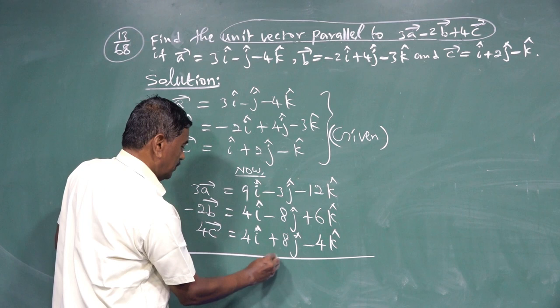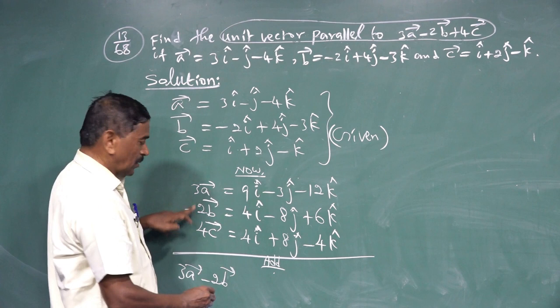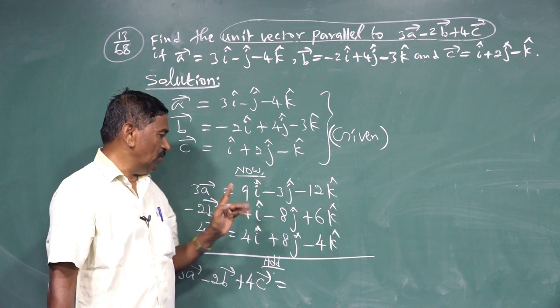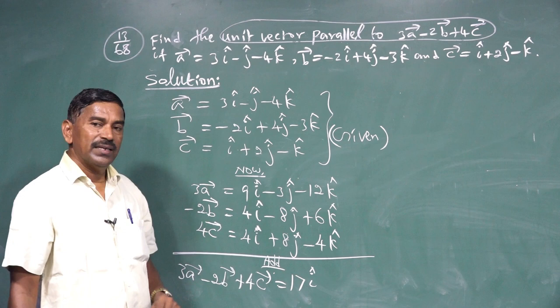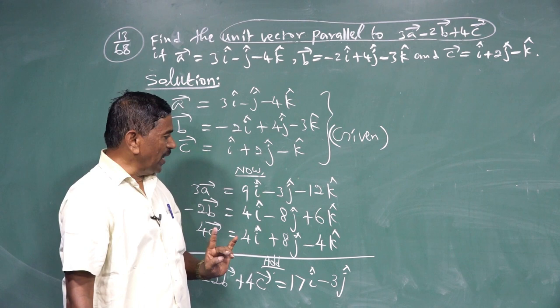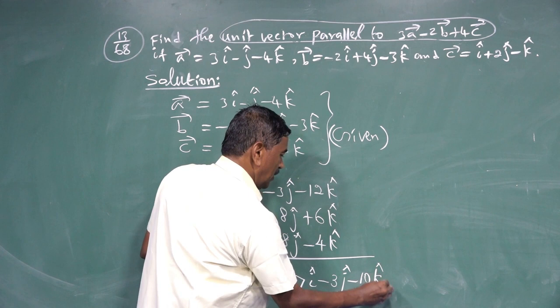Okay, adding. What is LHS total? Yes, that is 3a vector minus 2b vector plus 4c vector, which is equal to, listen, first column i, second column j, third column k. What is the first column total? Yes, 4 plus 4, 8. 8 plus 9, 17. So plus 17 i cap. Come to j. Very good, plus 8 minus 8 cancel. What is remaining? Minus 3, so minus 3 j cap. Come to k. Yes, minus 12 plus 6, minus 6. Already minus 4. So minus 10 k cap.